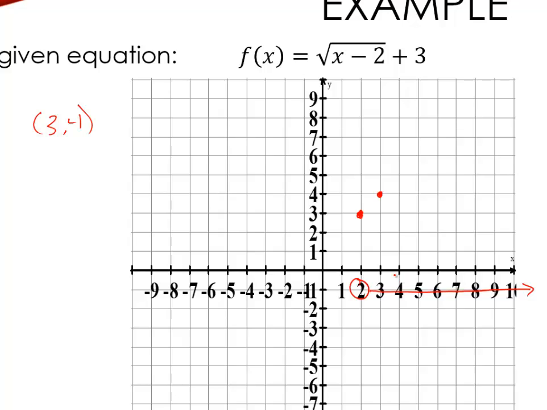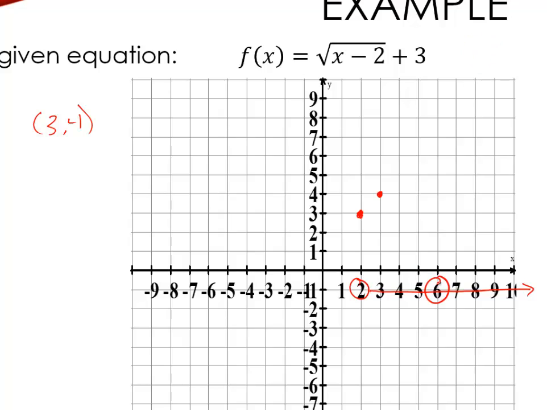If we plug in the 4, what happens? We're going to have 4 minus 2. But when you take the square root of 2, do you get a whole number? You don't. So we're going to skip that because we don't like decimals in graphing. They don't really mix that well. So let's plug in 5 now, since 4 didn't work. 5 minus 2 is 3. Does the square root of 3 give us a whole number? It doesn't. So skip 5 as well.